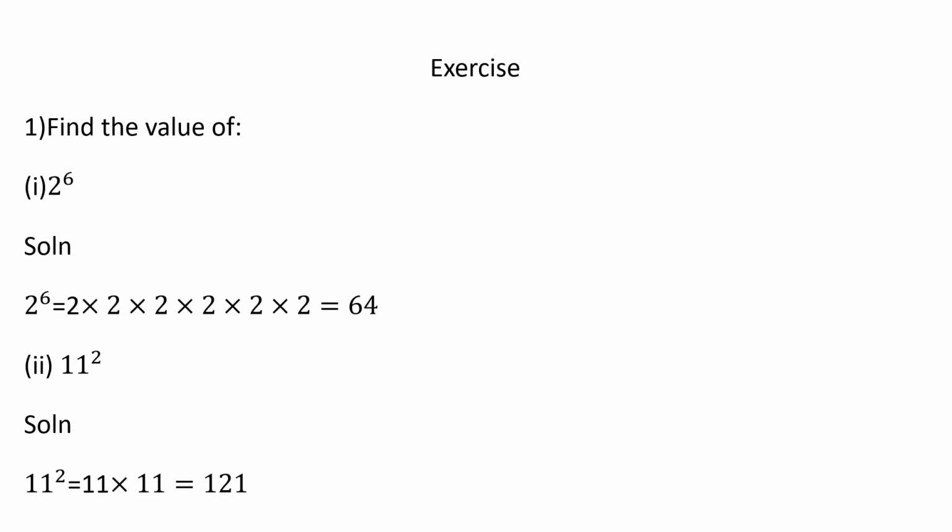Okay, find the value of 2 power 6. So 2 power 6 means, what is the meaning, children? You want to multiply 2 how many times? You want to multiply 2 6 times. So multiply 2 6 times and write down the answer. It's very easy, right? Only multiplication. So 2 power 6 means you want to multiply 2 how many times? 6 times. Okay. So write it down, multiply it and write down the answer.